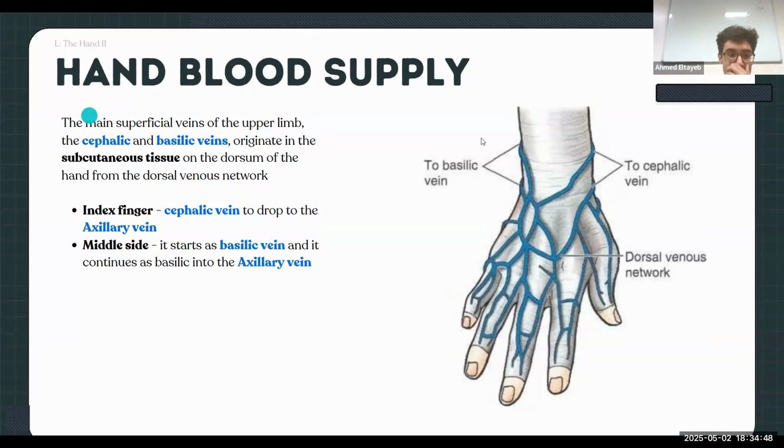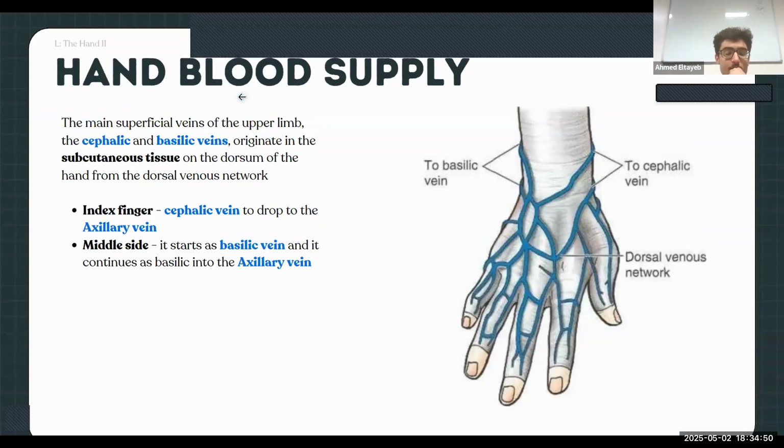Yeah, sure. So when we're talking about the vein blood supply, because the basilic is medial, it's going to drain mainly the medial side. But when you're looking at the index finger and your thumb, which is laterally coursing, it's mostly drained by the cephalic, or it's going to go to the cephalic vein.